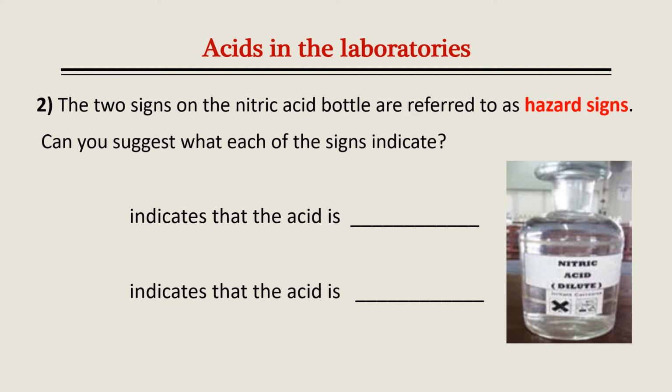Observe carefully the bottle of nitric acid. You will notice two signs on the bottle of nitric acid. The two signs on the nitric acid bottle are referred to as hazard signs. Can you suggest what each of the signs indicate?